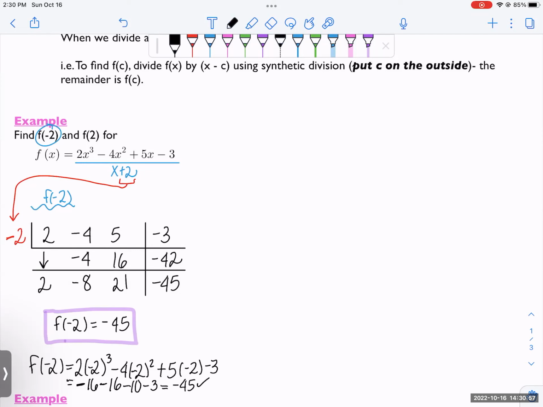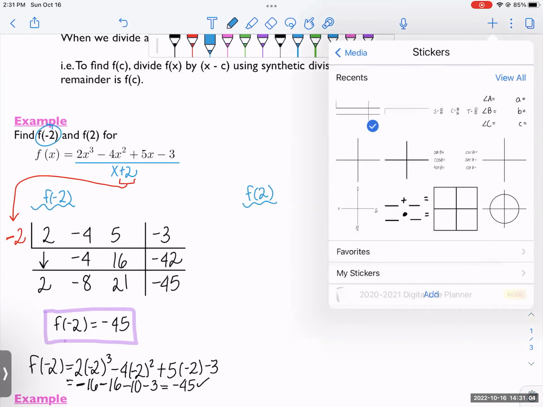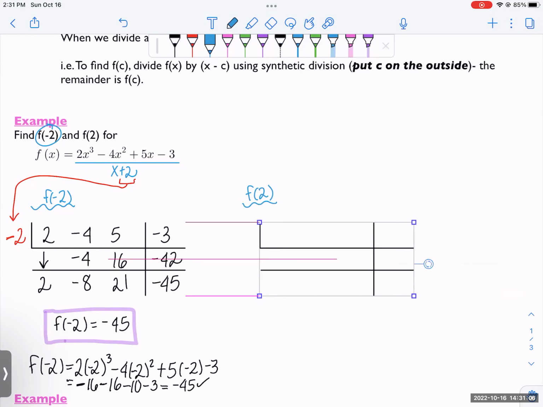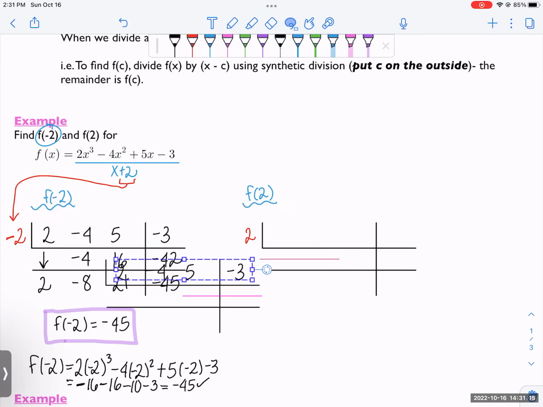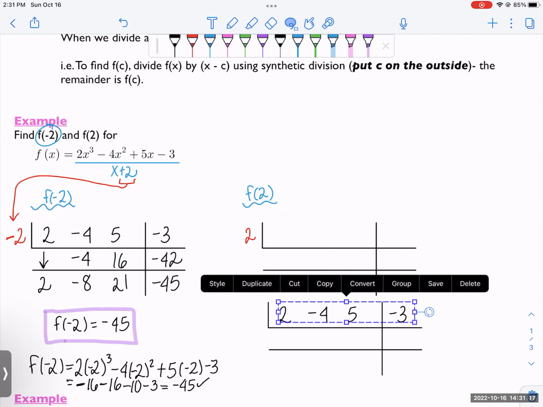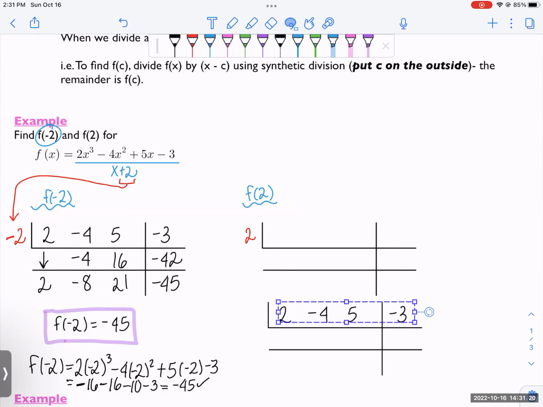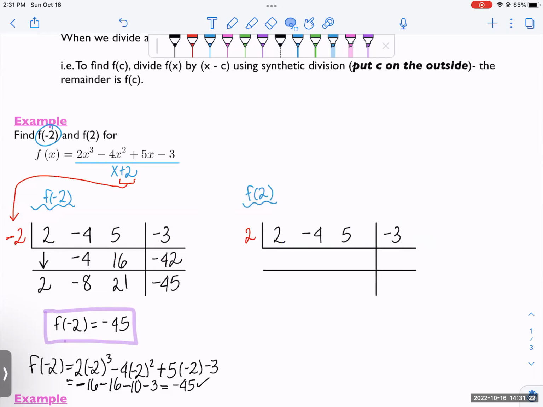Crazy, right? So if I'm trying to find f of 2, I can just take 2, put it on the outside here. I can copy all of this. Beautiful. By the way, this negative 45 is the remainder.